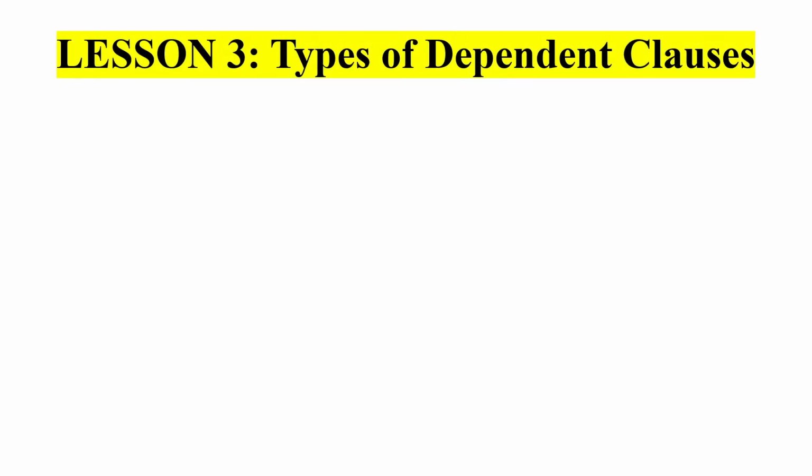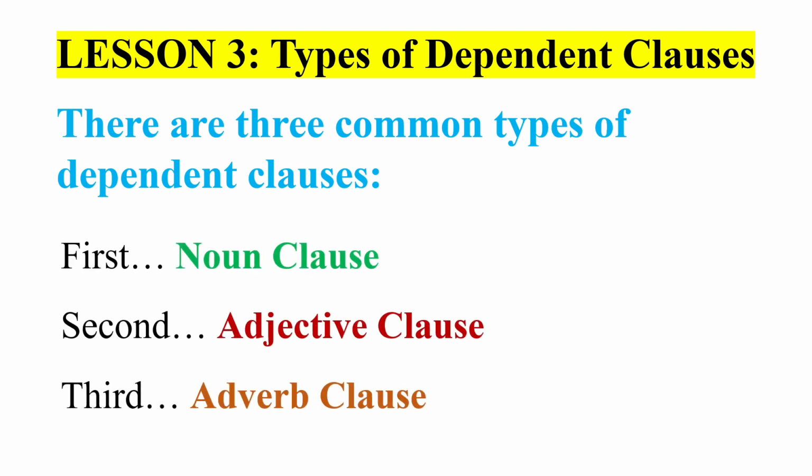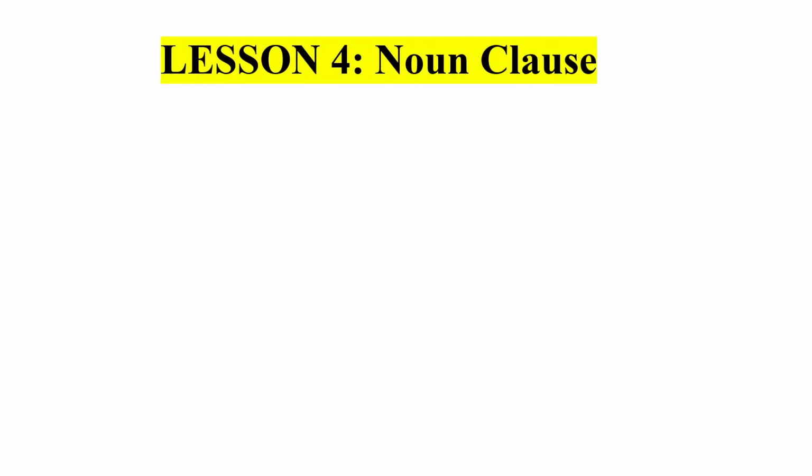Now let us go a little deeper. There are three common types of dependent clauses. First, noun clause. Second, adjective clause. Third, adverb clause. Let us look at each one.